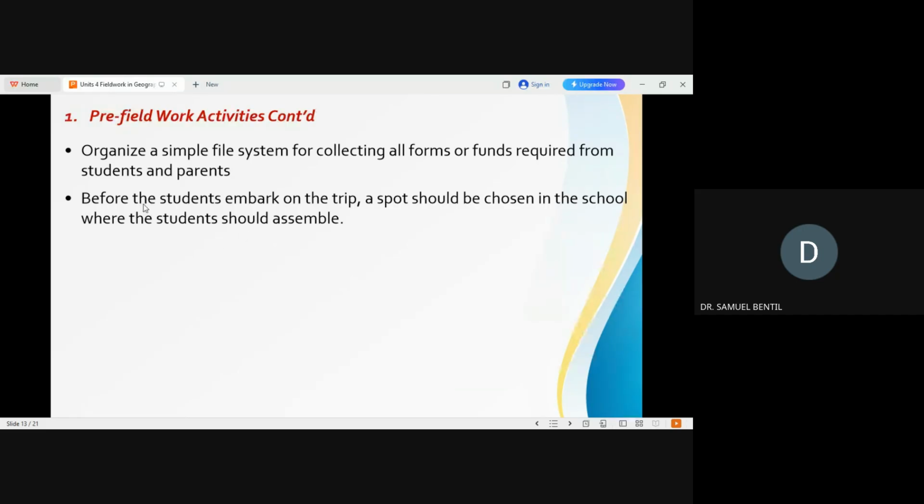That's the point. Also, before students embark on the trip, a spot should be chosen in the school where the students should assemble. Very, very important. So that if their parents are bringing them, they will bring them to that spot and also take them from that place at the same time as well.